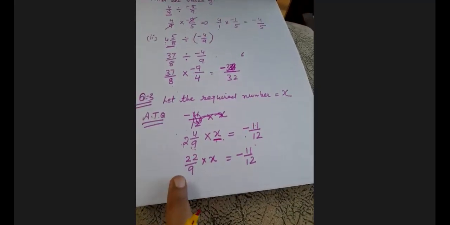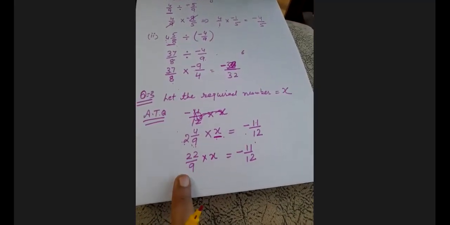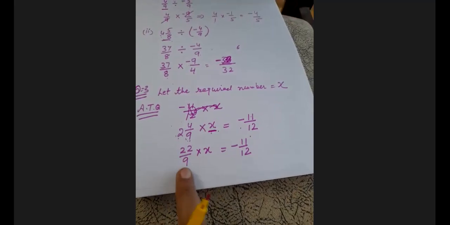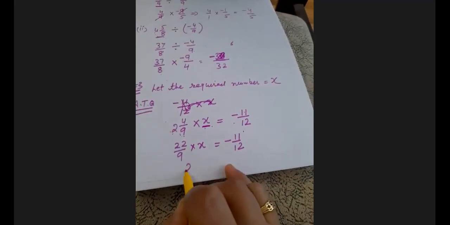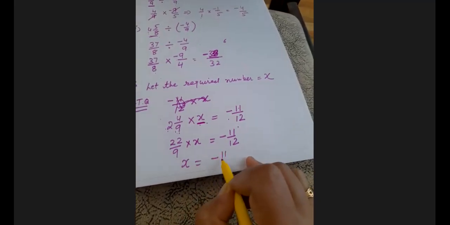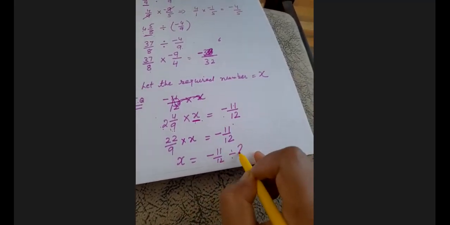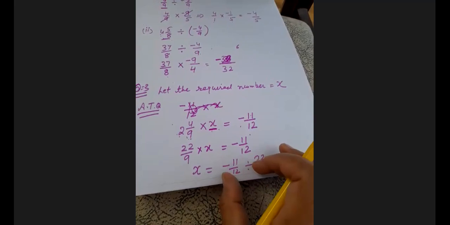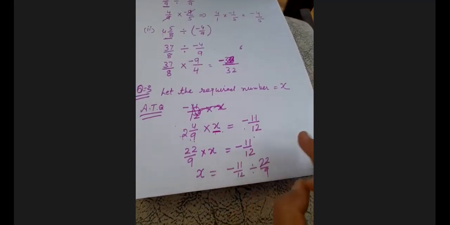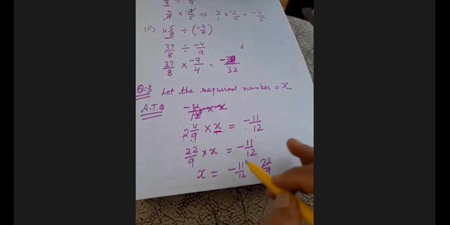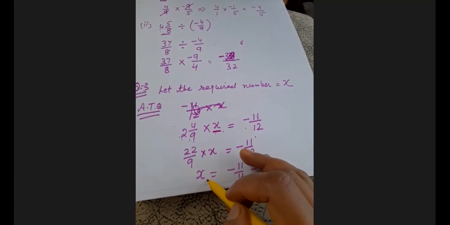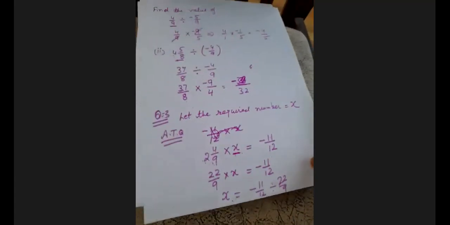Now shift 22 upon 9 to the right hand side. Here 22 upon 9 is multiplied, and on the opposite side we will divide. So the value of x is minus 11 upon 12 divided by 22 upon 9. Now students, solve this part and find the value of x. Clear, students? Next is question number 4.